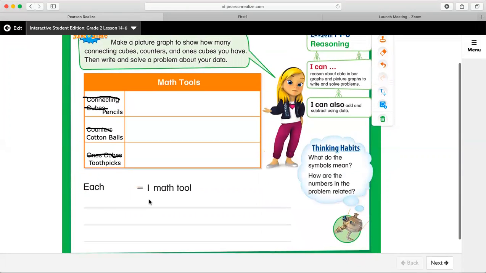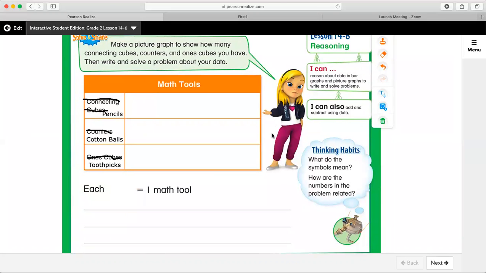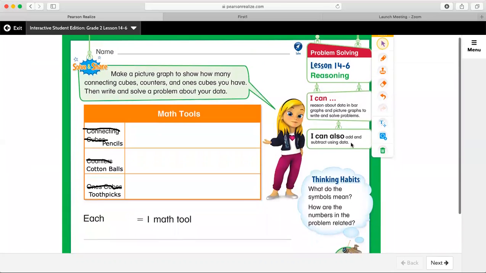And it doesn't have to be the three that I put down either. And don't use so many objects that you have 100 toothpicks on your picture graph. Maybe leave it to 20 or 25, just so that you're not spending so much time on this. So, for example, I'm going to make a picture graph using pencils, cotton balls, and toothpicks.